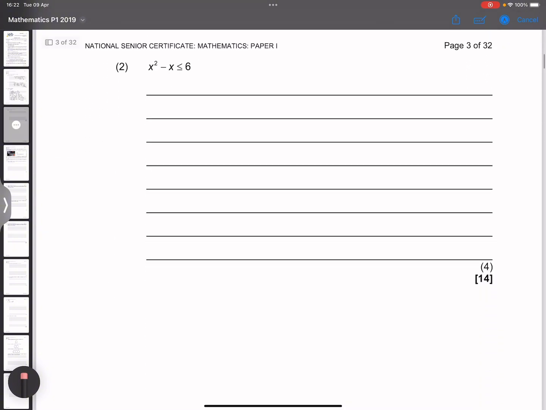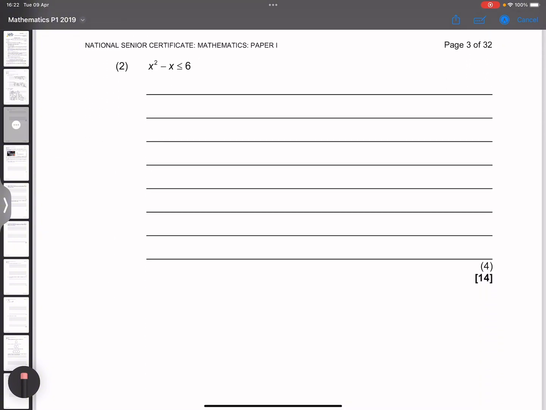So they say to us, we've got x squared minus x less than or equal to 6. So what we need to do is just find our critical values. So x squared minus x minus 6 is less than or equal to 0. So what are those critical values? Let's factorize. So that's x minus 3 and x plus 2. So we've got 3 and negative 2.